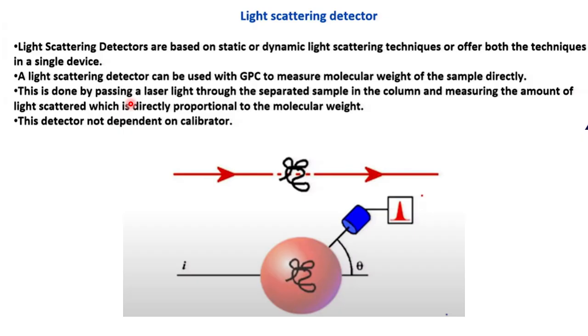This is done by passing a laser through the separated sample in the column and measuring the amount of light scatter, which is directly proportional to the radius of gyration of the polymer. And since it is not an indirect technique, there is no need to calibrate. So that is one advantage of the light scattering detector.